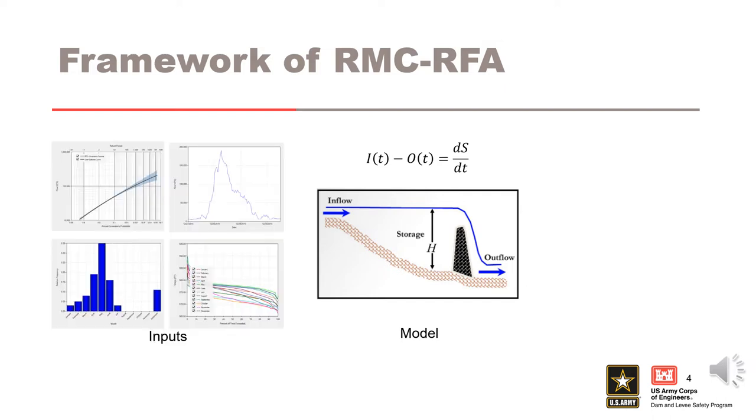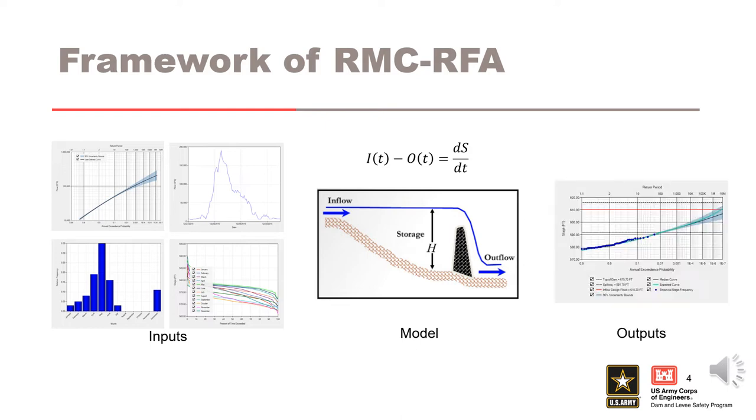RMC RFA uses Monte Carlo simulation to account for the uncertainty in the inflow volume frequency curve, the inflow hydrograph shape, the time of year when the flood occurs, and the antecedent reservoir stage at the beginning of a flood event. The main output of an RMC RFA simulation is a stage frequency curve with uncertainty.